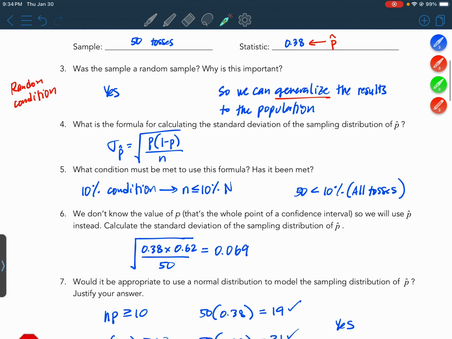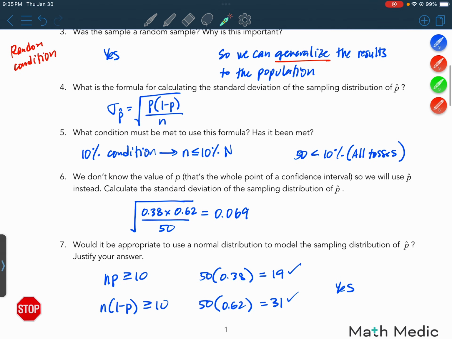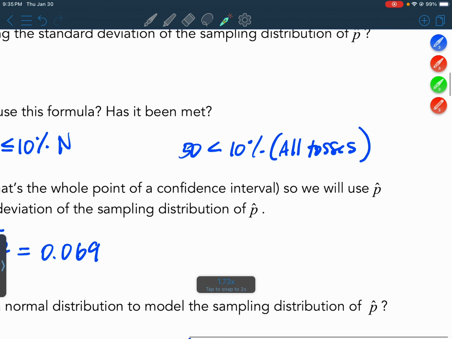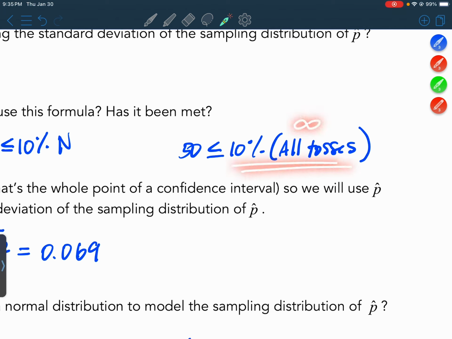Now, to use that formula, there is another condition that has to be met, which is the 10% condition. That is, the sample size has to be less than or equal to 10% of the population. For our case, our sample size was 50 tosses, and that is clearly going to be less than 10% of all tosses, because really there's an infinite number of tosses if you're thinking past, present, and future.